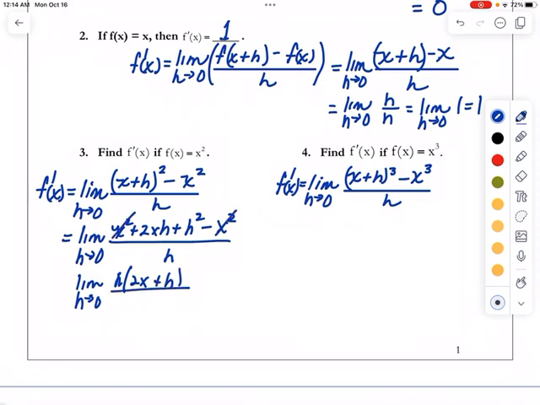So remember, you can cancel the x squareds there, factor out an h, cancel. Now remember, you want h to go to 0, so what you're going to get is 2x plus 0 here, which is just 2x.